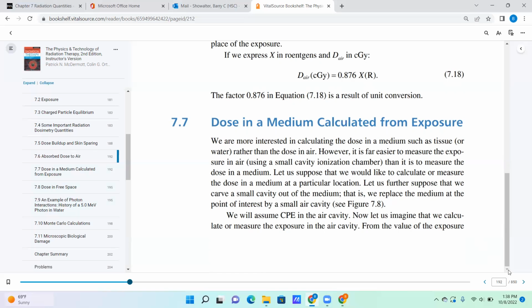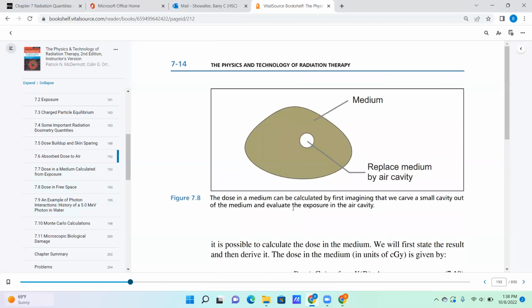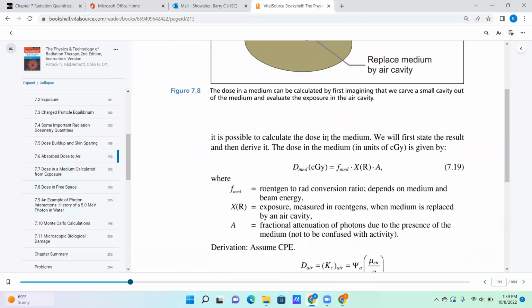So now let's imagine that we calculate or measure the exposure in the air cavity. From the value, it's possible to calculate the dose in the medium. So we first state the result and then derive it. The dose in the medium in units of centigray is given by this. We've got the roentgen to rad conversion ratio, which depends on the medium and the beam energy. We've got the exposure measured in roentgens, where the medium is replaced with the air cavity, and A, which is the fractional attenuation of photons due to the presence of the medium.